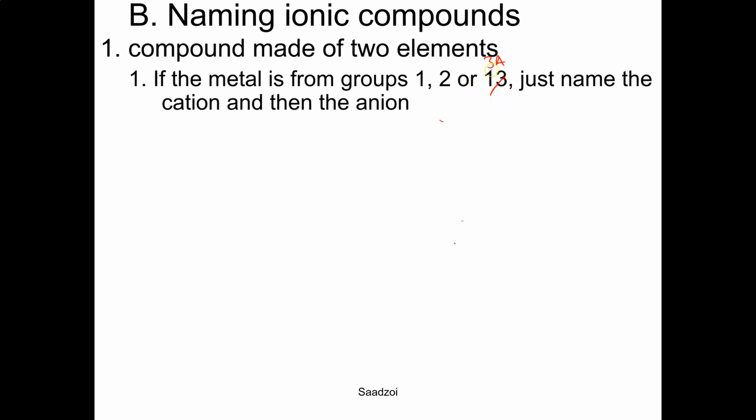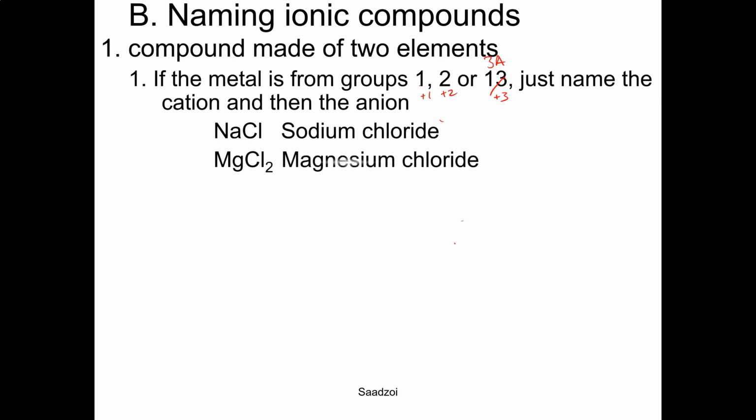In any of those three groups, the charge is the group number. This is +1, this is +2, this is +3. So for those, you just name the cation and anion, there's nothing else. For example, NaCl is group 1, so just sodium chloride. Just name the cation, name the anion, call it a day. Magnesium chloride, same thing.